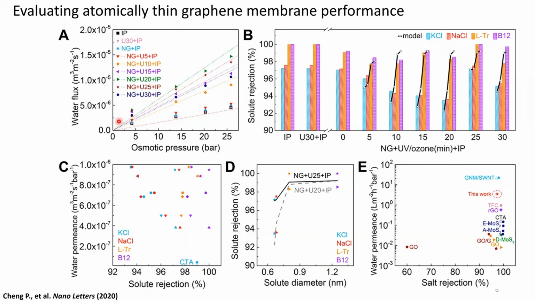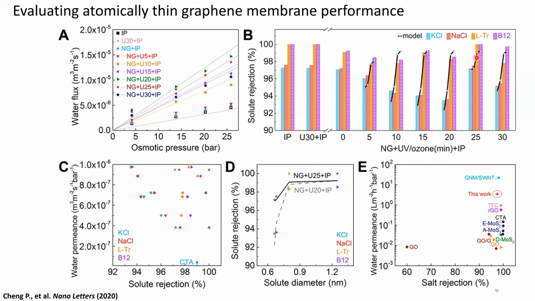What we typically see is the water flux increases with increasing amounts of UV ozone treatment, as we expect. Typically, with increasing UV ozone time, we're seeing increasing water flux. Interestingly, the salt transport is typically very low. What you see here is the rejection is typically very high, which means the transport is very low.